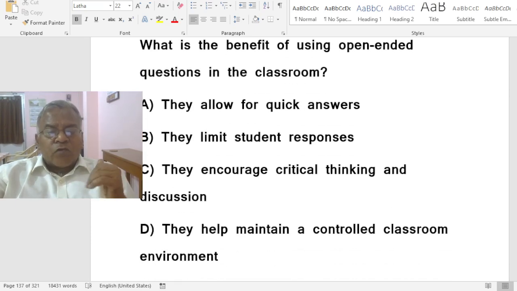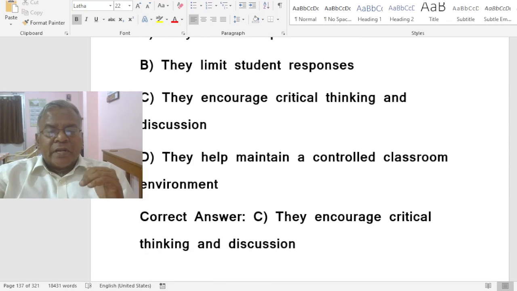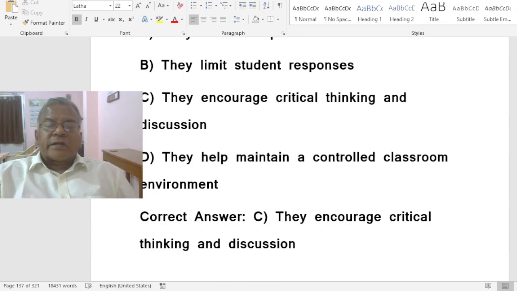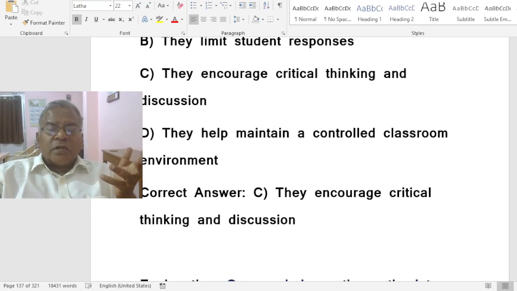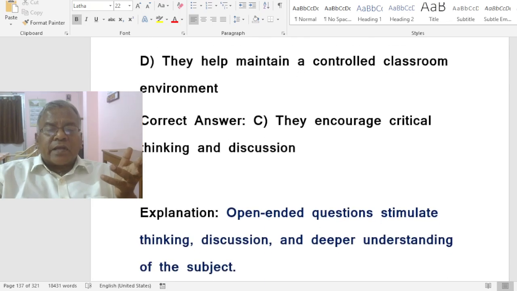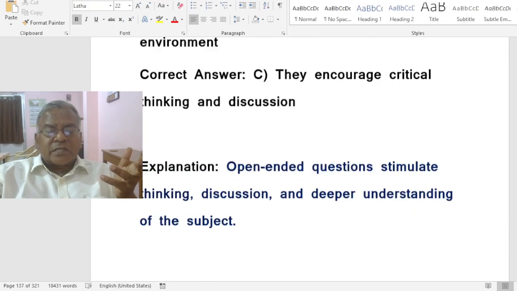A. They allow for quick answers. B. They limit student responses. C. They encourage critical thinking and discussion. D. They help maintain a controlled classroom environment. So, what is the benefit of using open-ended questions in the classroom? They encourage critical thinking and discussion. So, C is the correct answer.